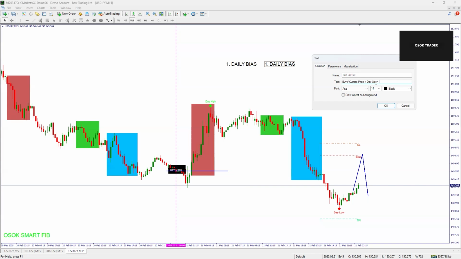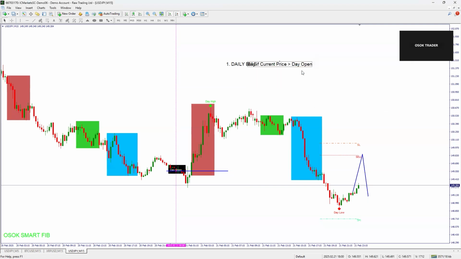Buy if the current price is greater than the day open, meaning the day open is basically less than the current price. Let me just keep it here. So when price is above this, the daily trend is basically bullish. It buys. And the same thing happens vice versa.